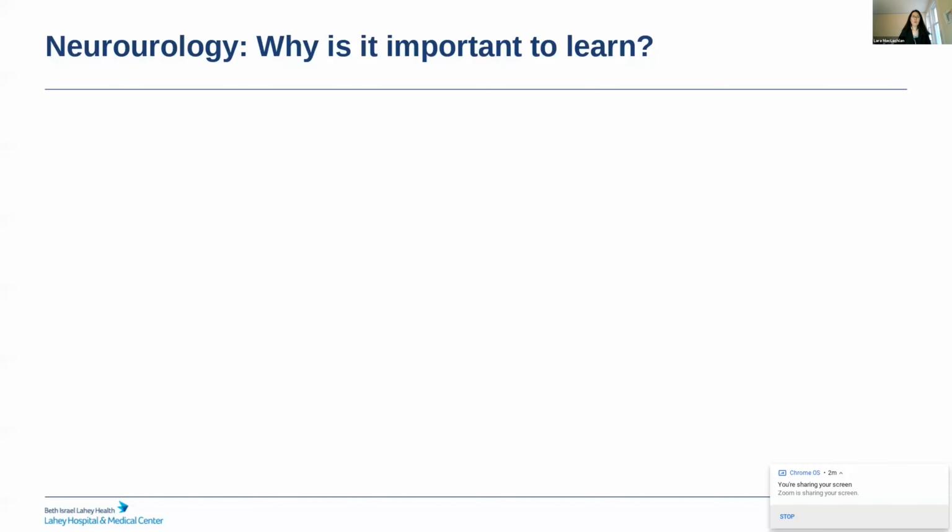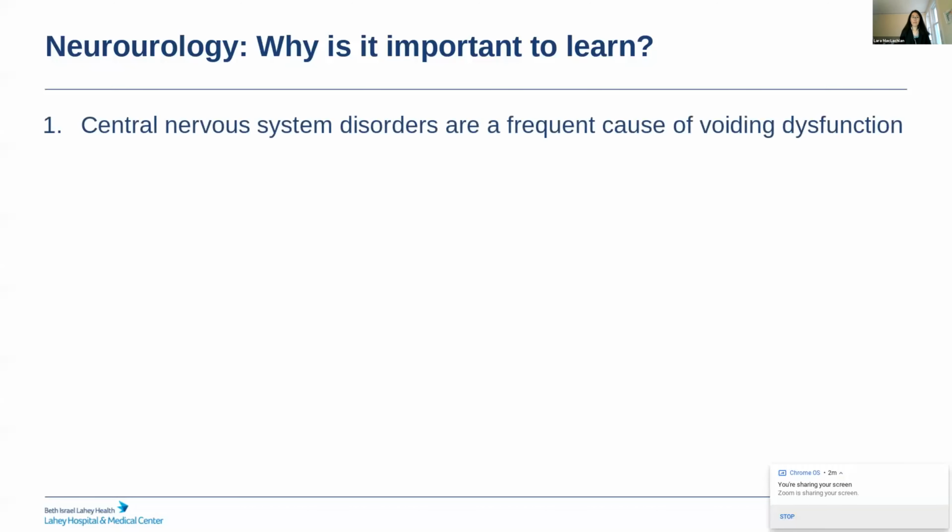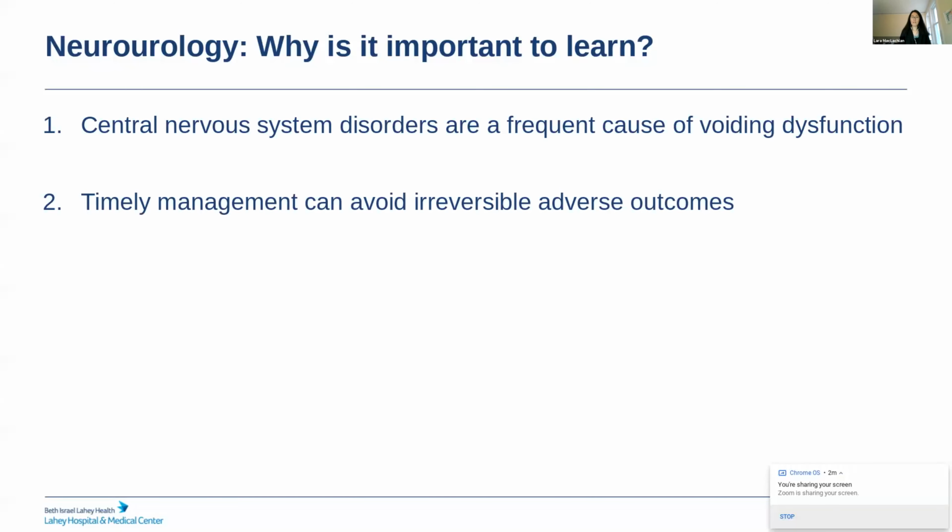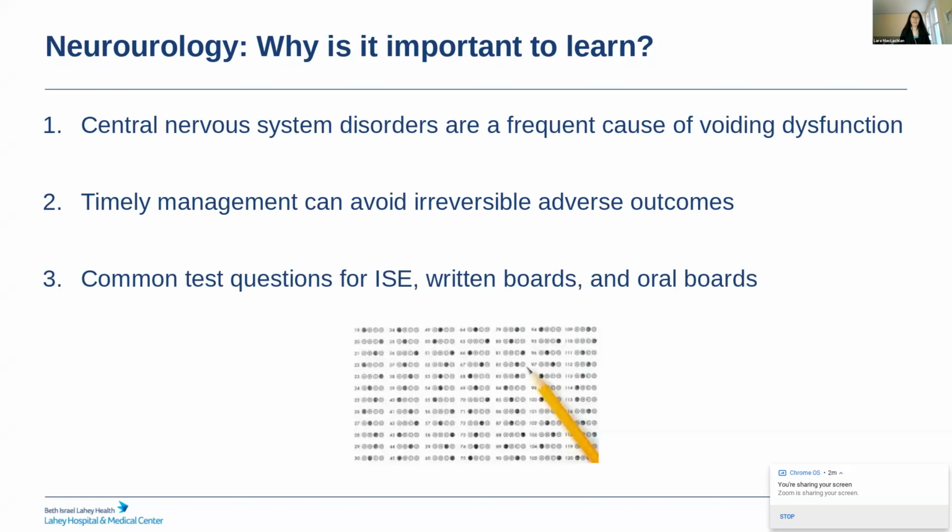I have no disclosures. And so, talking about neural pathways and neurourology, why is it so important to learn? Number one, central nervous system disorders are a frequent cause of voiding dysfunction. Two, timely management of these voiding dysfunctions can avoid irreversible adverse outcomes. But more importantly, for the residents and trainees, these are very common test questions for the in-service, the written boards, and the oral boards.